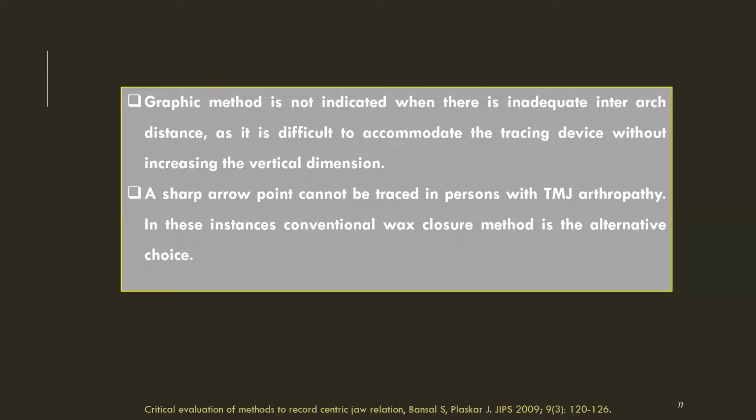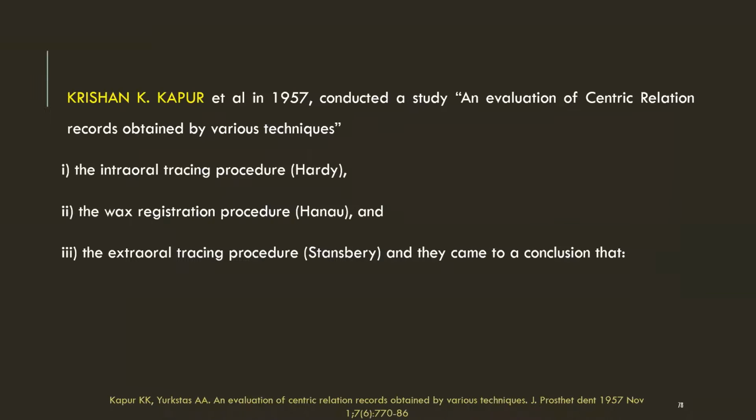So graphic method is not indicated when there is inadequate intra-arch space because it is difficult to accommodate the tracers. A sharp arrow point tracing cannot be obtained in patients with TMJ arthropathy. In these instances, we need to use a conventional wax closure method.